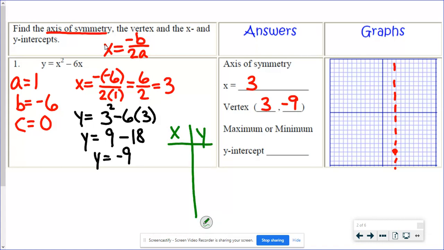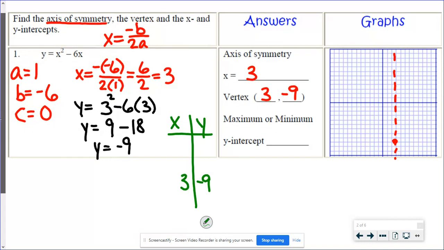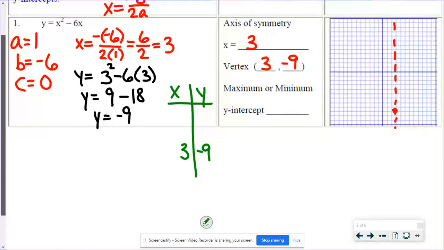Now here's the thing. That 3, -9, that's my vertex. I want that to be in the center of my table. 3, -9. Now I'm going to pick numbers that are on each side of that 3. So I pick a 2, and I pick a 1, and I pick a 4, and I pick a 5. If we are looking for the intercepts, I do also like to get a 0 in here if I can, which means I'll probably get another number at the bottom, but we'll talk about that in a minute.